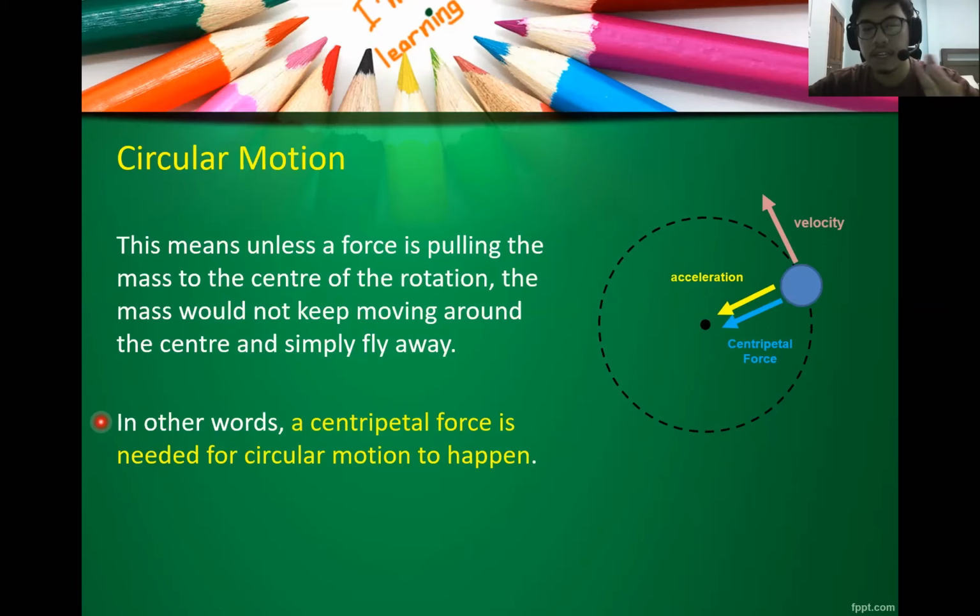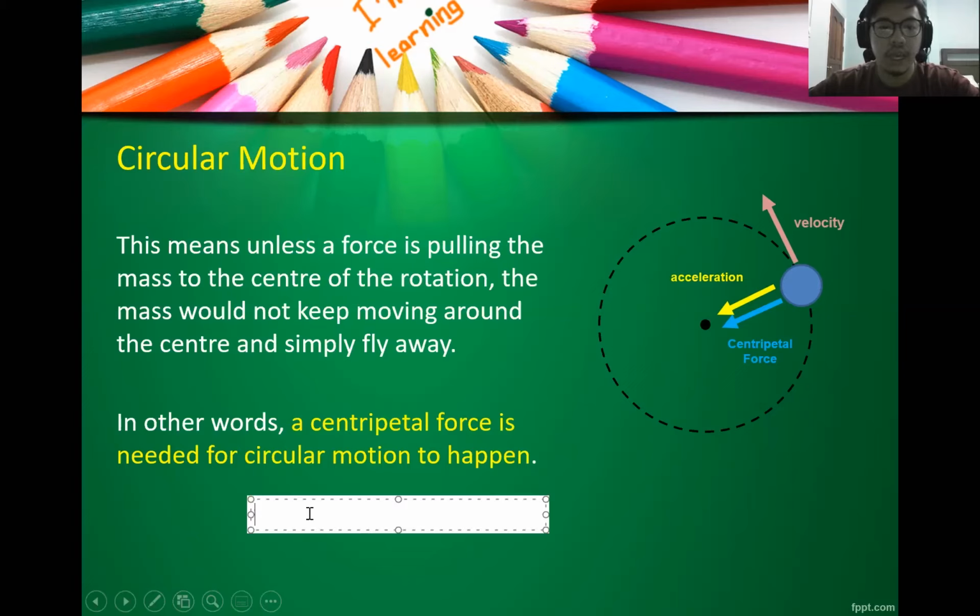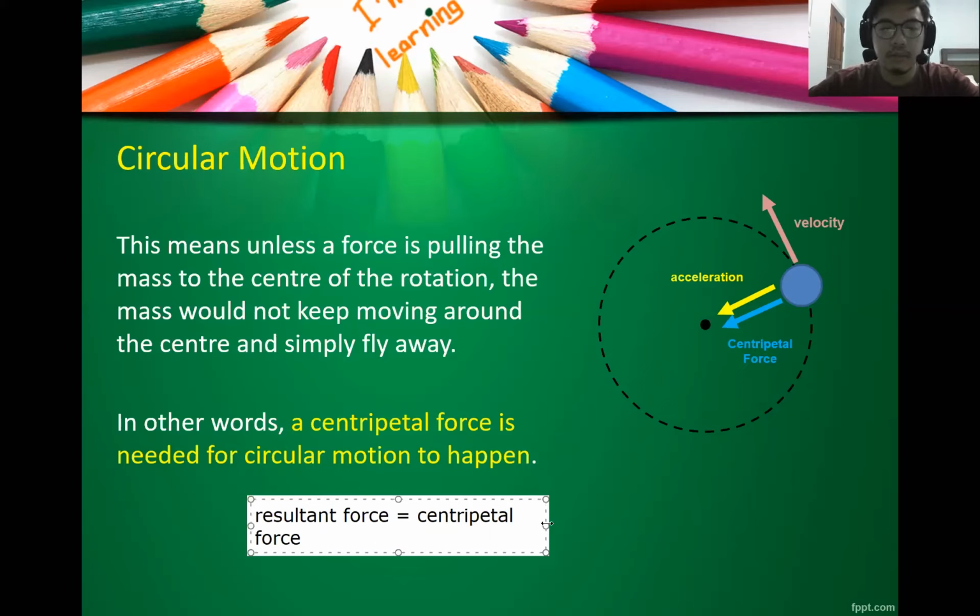So every time there is circular motion, there is always a centripetal force, right? Also, you might want to write this down in your notes: the resultant force is always the centripetal force during a circular motion.